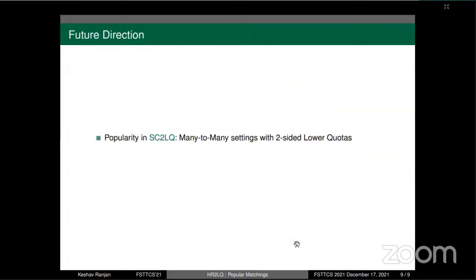So the natural follow-up of this work is to extend it to the many-to-many setting, when both sides are allowed to have lower quotas. We call such a setting the student course allocation problem with two-sided lower quota, or in short, SCA-2L.